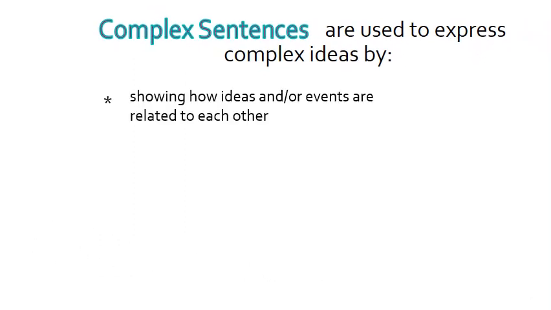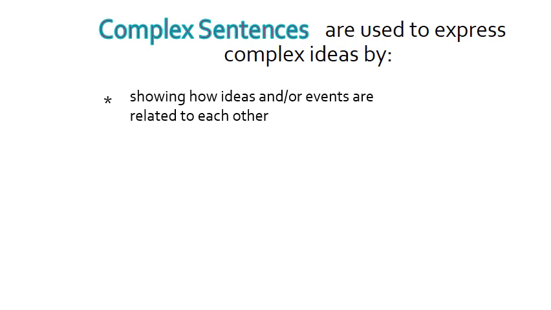First of all, what is a complex sentence? Complex sentences are used to express complex ideas. So when we say complex sentences, we mean the sentences that are used to express complex ideas. How? By showing how ideas and events are related to each other. When we say complex sentences, we mean we are showing how the ideas and events are related to each other. Also to provide extra information about certain words or phrases. Okay, sometimes you might need to provide extra information about certain words or phrases.